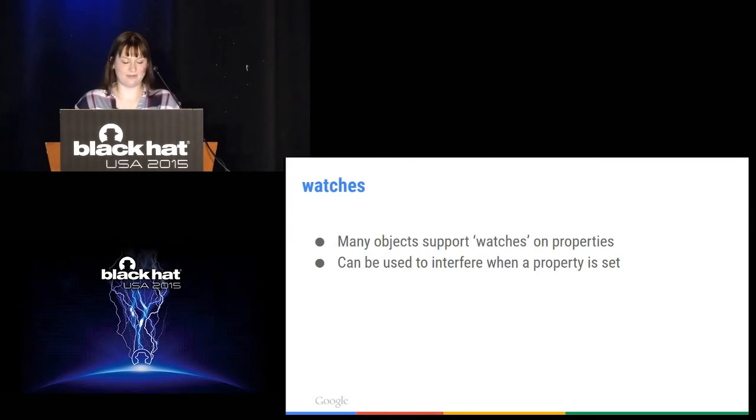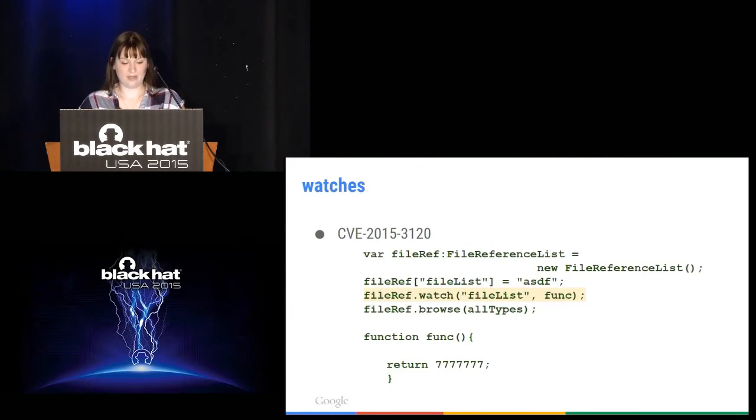So another interesting function that can cause redefinition issues is watches. And these are things that can be used to interfere, especially when a property is set, especially inside a native function. So specifically what a watch does, you can see the call to watch in this example, and basically you specify the property of an object, then you specify a function, and every time that object then gets set, this function gets called, and you have the opportunity to either return what it was set to, and then that won't change the property, or you have the option of returning something different, and then that will change what the property got set to. So this specific bug is once again in this file reference list.